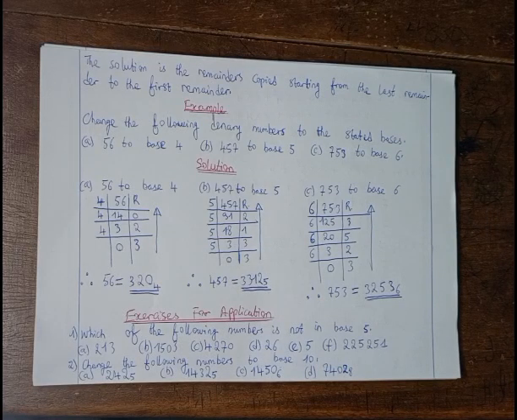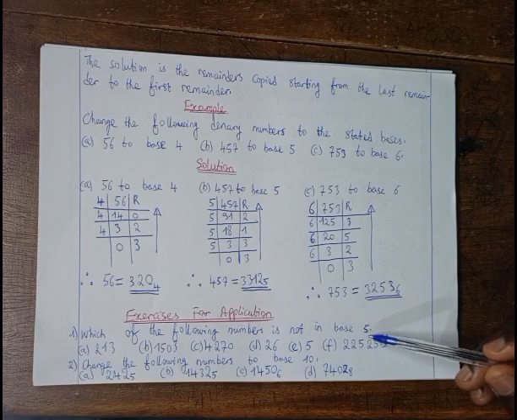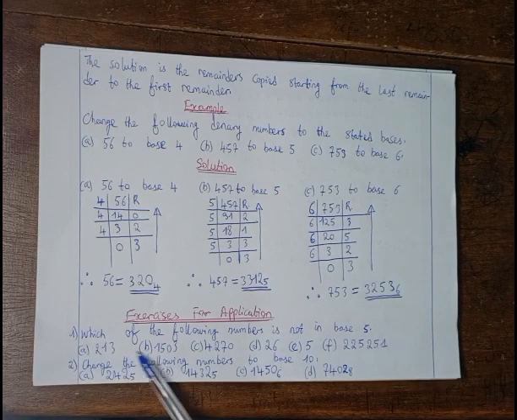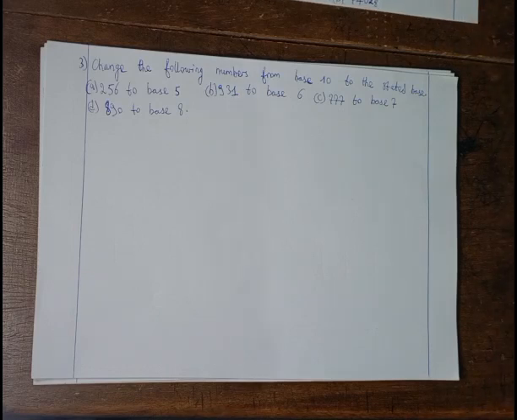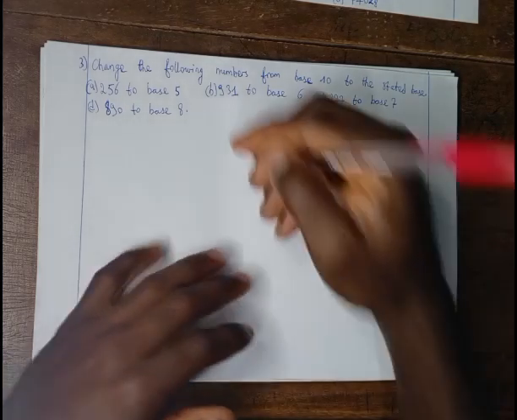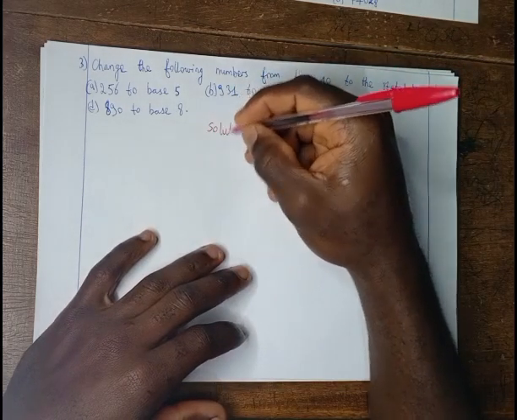We will continue from where we ended last time with the correction of the exercises for application. Question 1 says, which of the following numbers is not in base 5? We have the following numbers. We know in base 5, we make use of the digits 0, 1, 2, 3, and lastly 4. Let's take the solution.